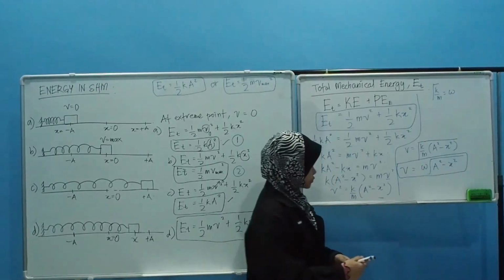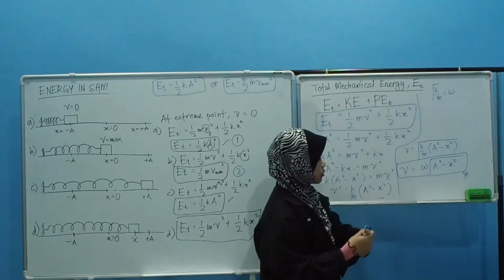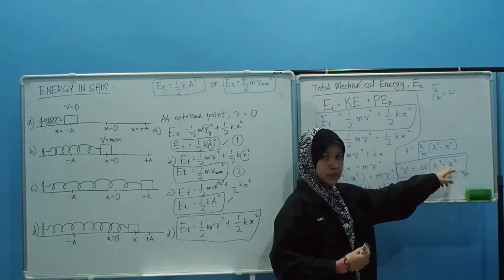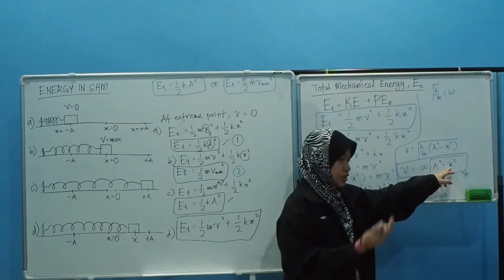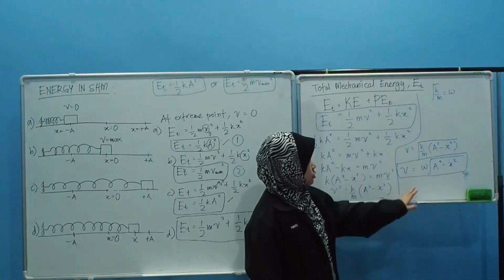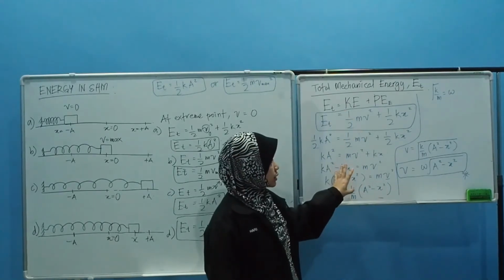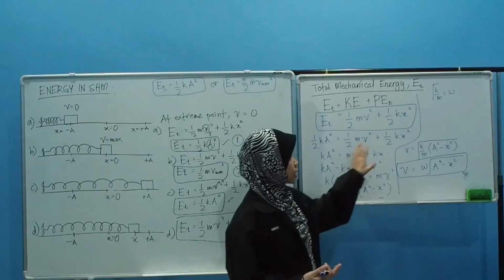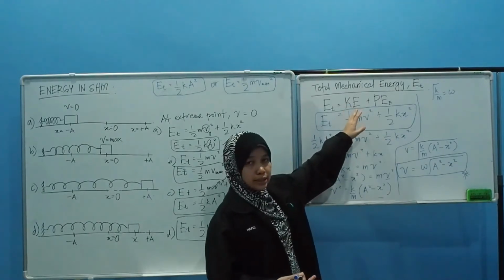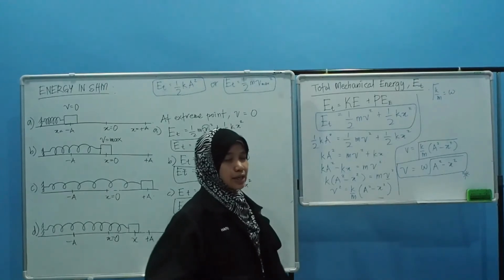This one can be used if you know the value of A and the value of the displacement. Just substitute inside this equation and you can get the velocity. You don't have to derive it like this. I just want to show you how to get this equation. This equation comes from the total mechanical energy. So we will finish with the total mechanical energy.